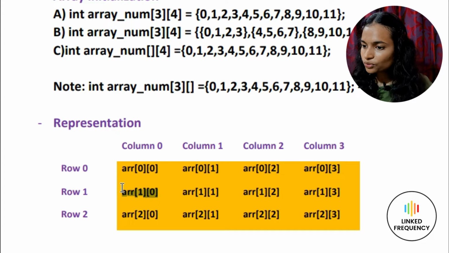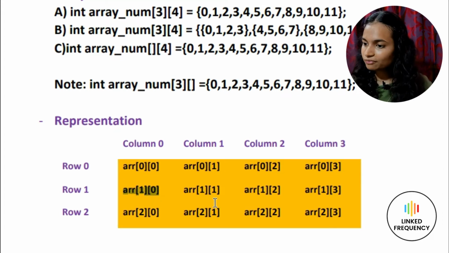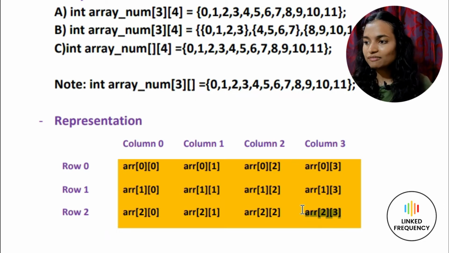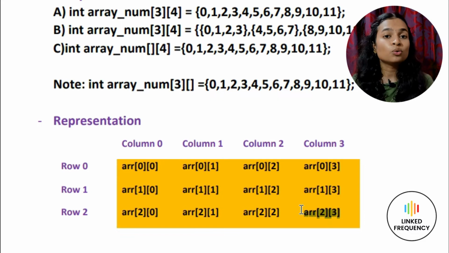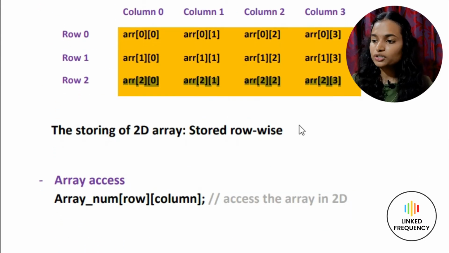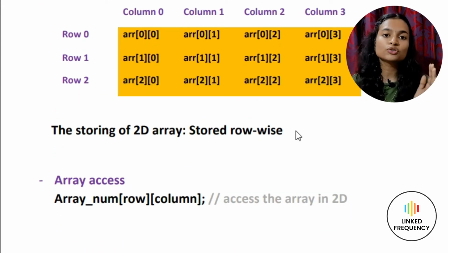Value 4 will be stored in array of 1, 0. Value 5 will be stored in array of 1, 1. And so on, it goes on till array of 2, 3, which will have the value 11. One thing, if you have noticed, the storing of the array elements happens row wise. That is, row 0 will be done first, then row 1 will be done, and lastly row 2 will be done. So this is one of the important points you should remember. The allocation happens row wise.